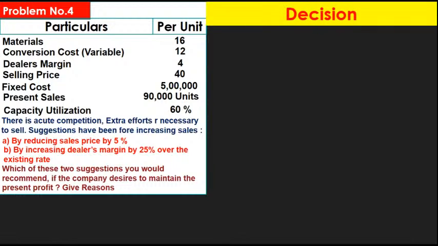Okay, now come to the decision. How to select any one decision out of two decisions? There are two decisions. One is reducing the selling price by 5%. Another one is increasing the dealer's commission, the dealer's margin, by 25%.